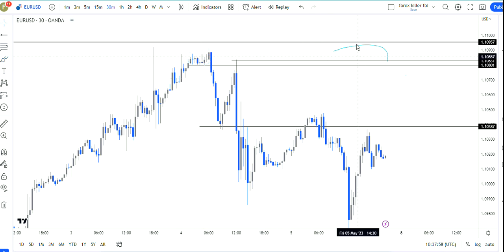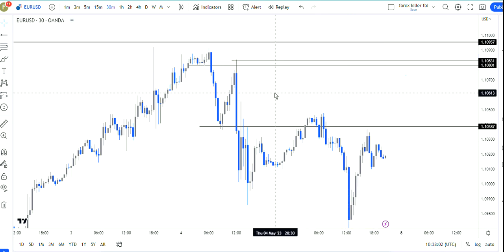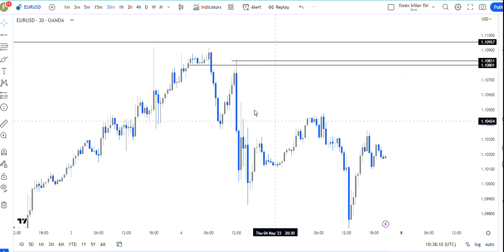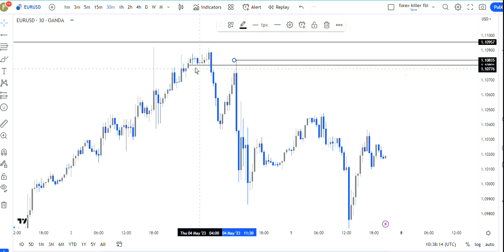So let us see how we can enter this trade. So here we have a liquidity around this area. Let us remove this. We have a liquidity here.